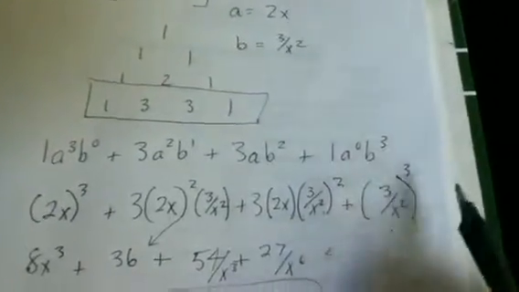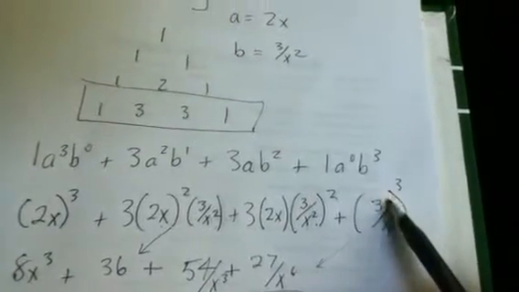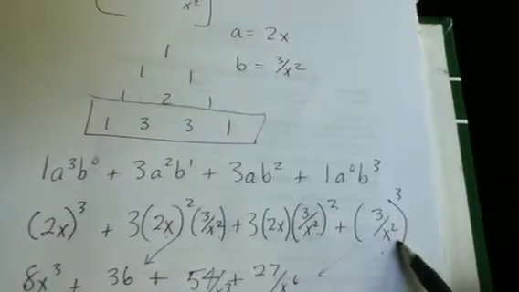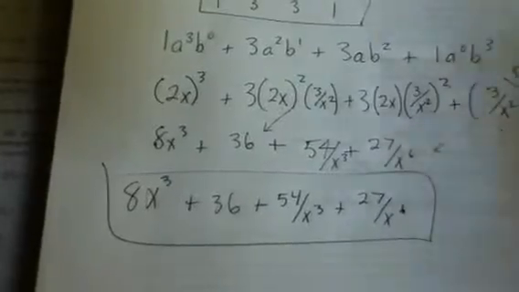You can write it all out if you want to. I feel more comfortable kind of doing it in my head. 3 cubed is 27, and x squared cubed is x to the 6th. And so there it is. That's the answer.